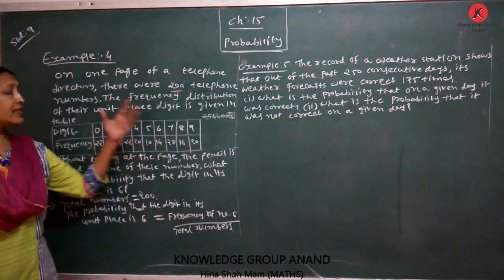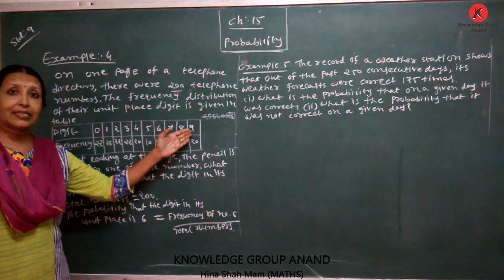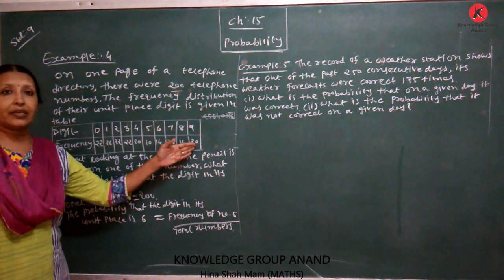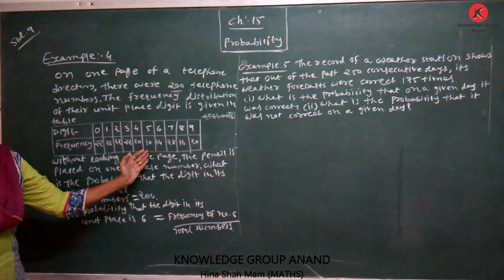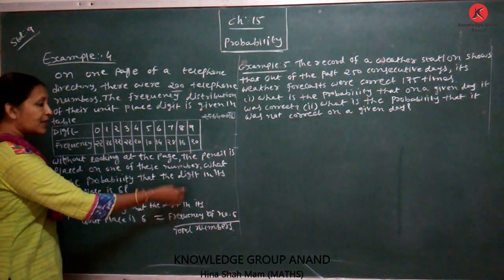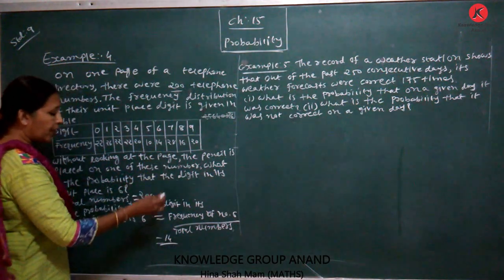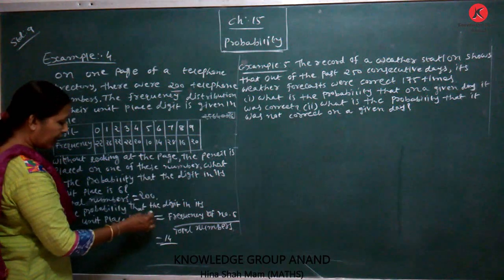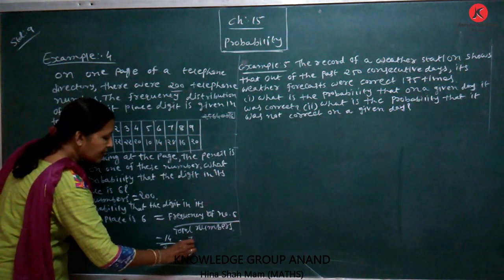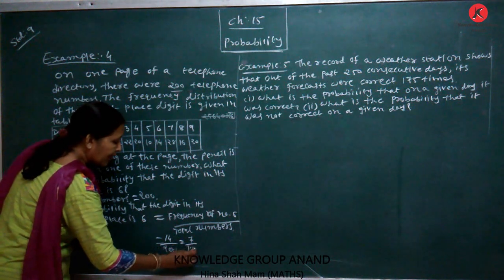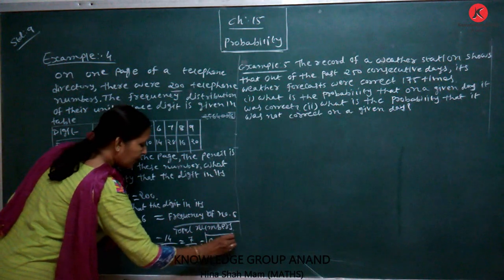Suppose we have a question that the unit place is 9. Then we write the frequency of 9 is equal to 20. The frequency of 5 is 10. Here the frequency of number 6 is equal to 14 upon the total number. How many total numbers? 200. Dividing, we get 0.07.